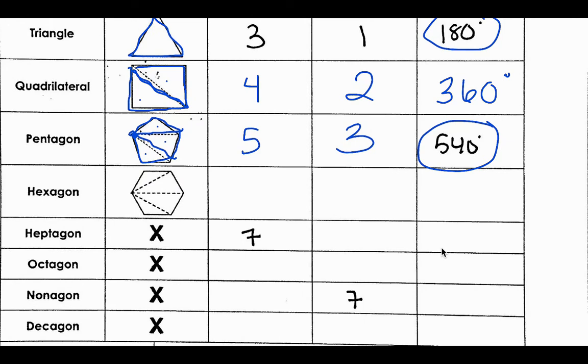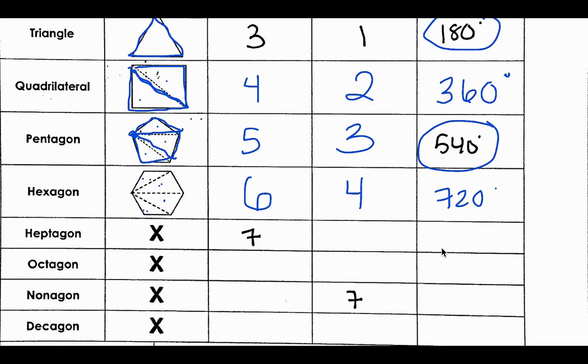Next, we have a hexagon, which has 6 sides. When I count how many triangles I can draw within that hexagon, there are 4. So I'm going to do 4 times my 180, because there's 180 degrees in each of these triangles. We get 720 degrees. And now we have to start looking at our patterns here, right?